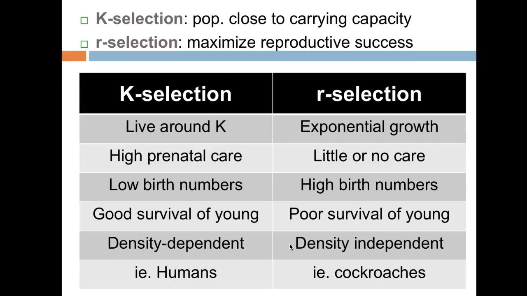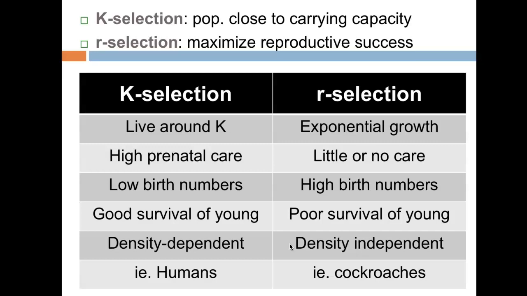So the organism maybe lives around carrying capacity or is approaching carrying capacity. There's high prenatal care, so the young are more likely to survive. There's low birth numbers, good survival of young, and it's density dependent. So what that means, density dependent, it's kind of like if you decide you want to have babies, you have 2 kids, you decide this is enough, and you stop having them. That is a density dependent type of reproduction. So remember, K selection is going to be living around carrying capacity. Natural selection has selected for these organisms to have few births, take care of their young, and to stop breeding whenever they have enough babies.